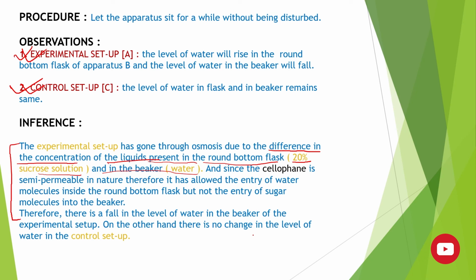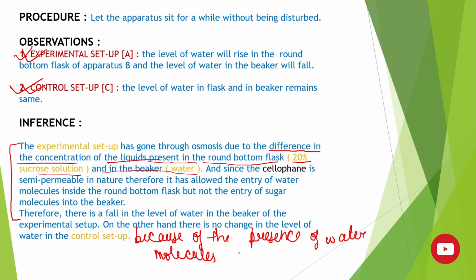And on the other hand, in the control setup, there is no change in the level of water. Why? Because of the presence of water molecules throughout. That is why there is no change in the level of both the liquids. So that is about the first experiment. Very simple experiment, very easy to understand. Let us look into the second experiment now.